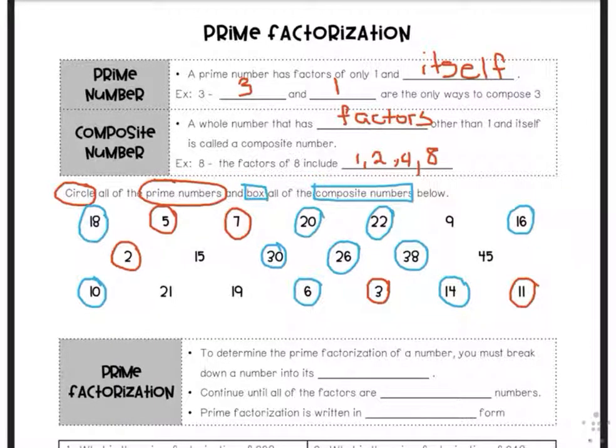Now let's go ahead and look at 9. What factors do 9 share? Well, of course it has 9 and 1, and it also has 3 times 3, so therefore that is more factors besides itself and 1.